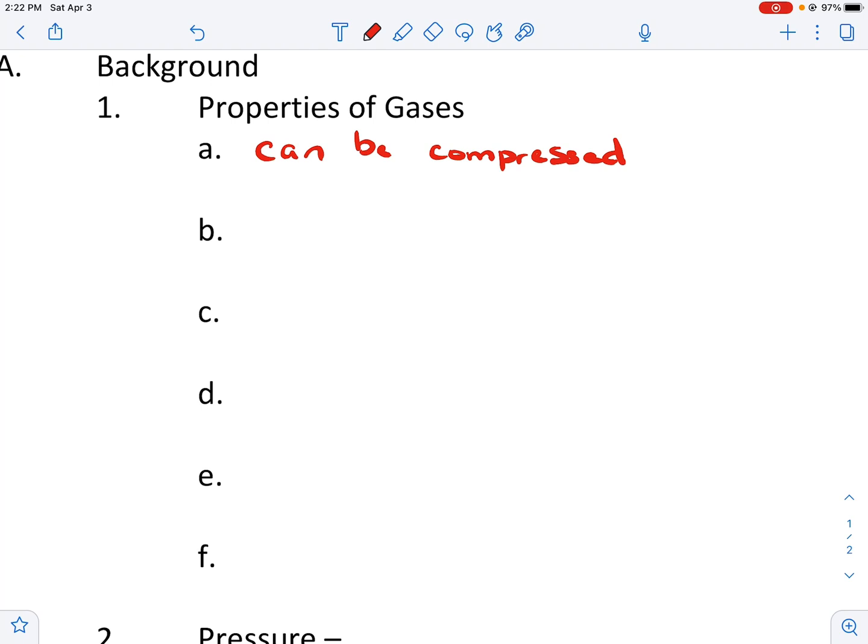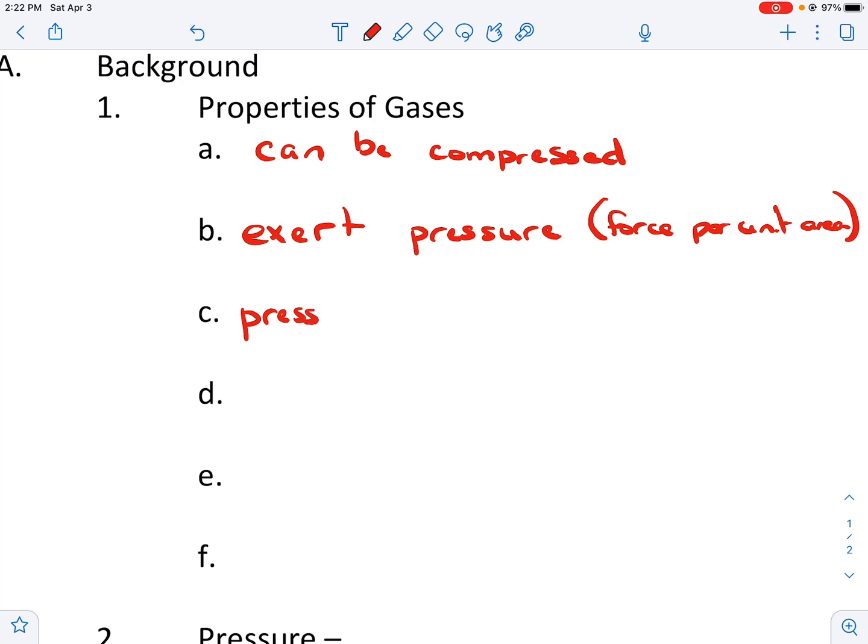All right, our second one is that gases exert pressure. And pressure is force per unit area. And we'll actually talk a little bit more about that right down there, as you can see. The pressure depends on how much you have. So how much gas we have. All right, that's our third one.